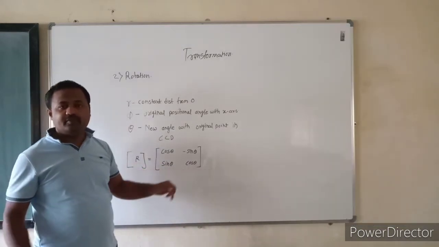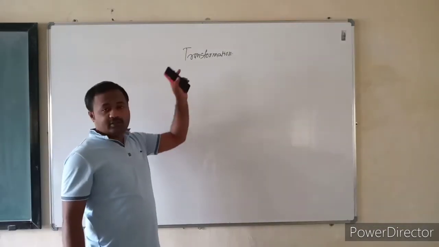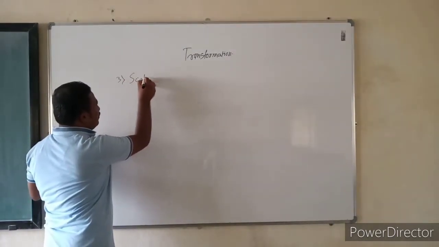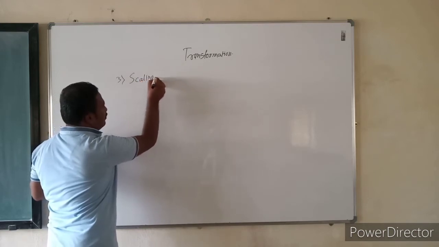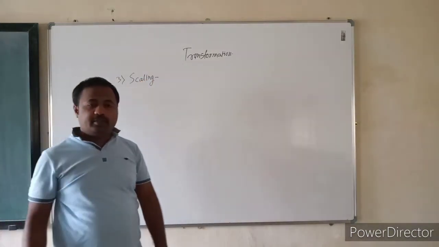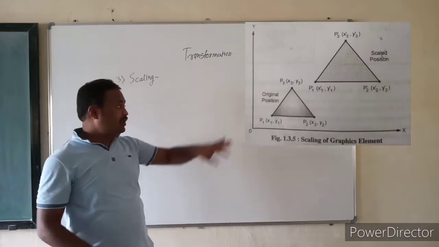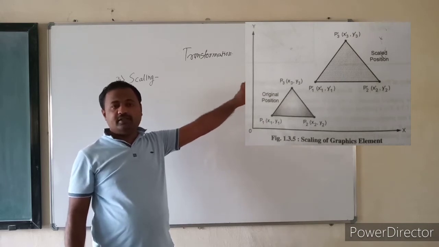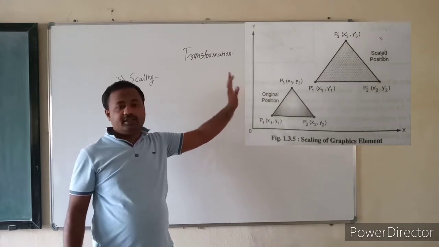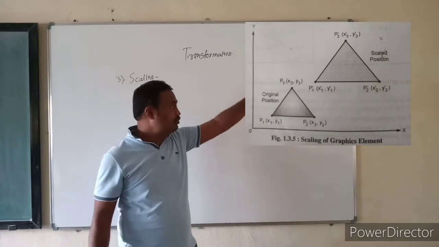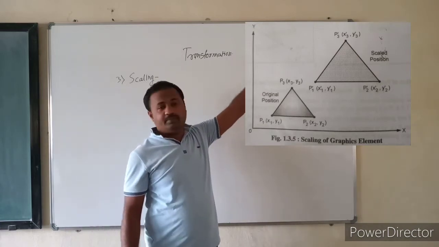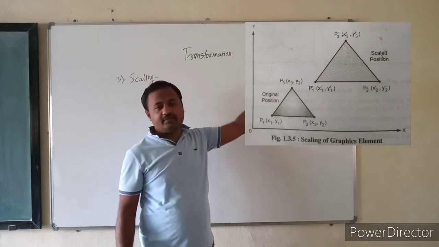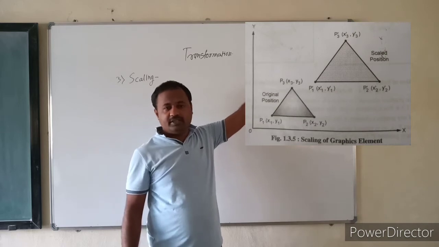Okay, go for next. Third type of transformation is scaling. In the figure, we see that the original triangle P1, P2, P3 is scaled to P1 dash, P2 dash, P3 dash.